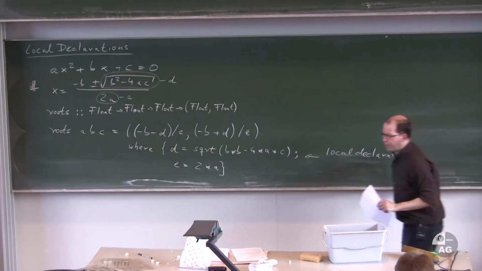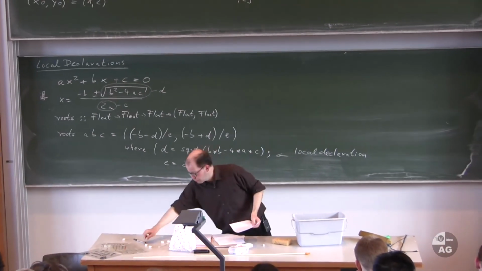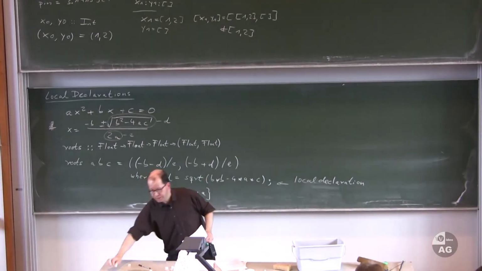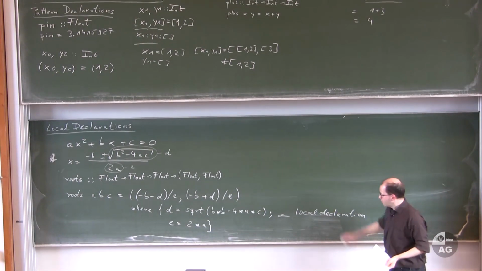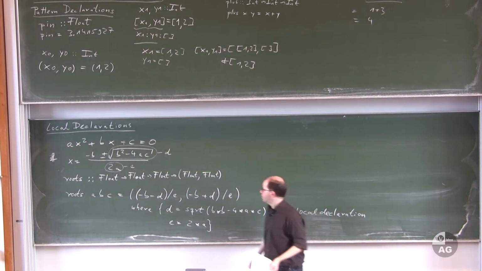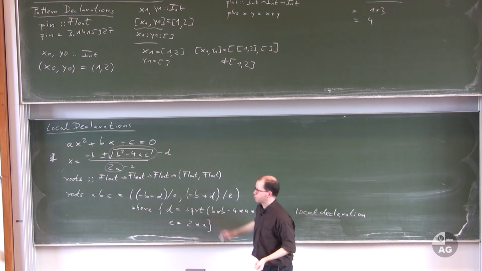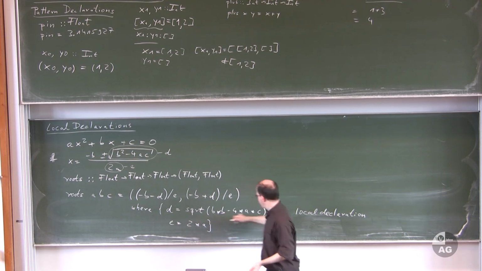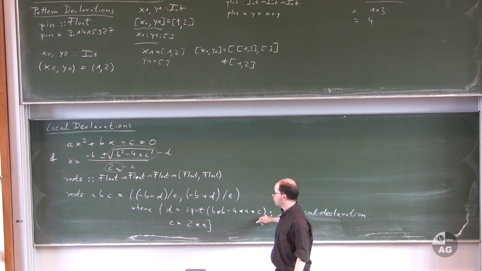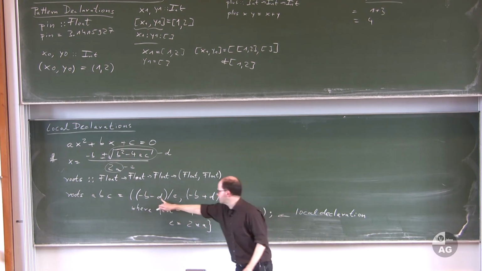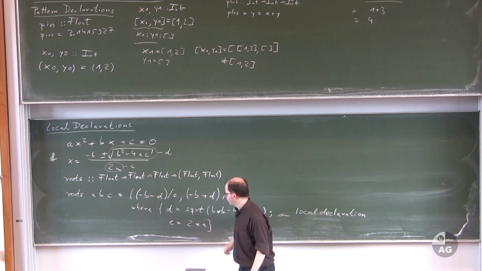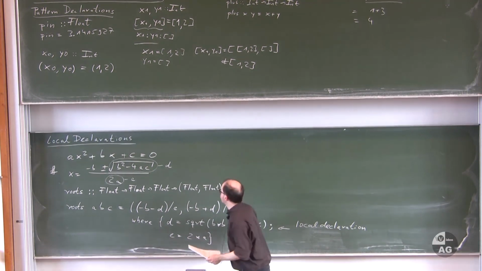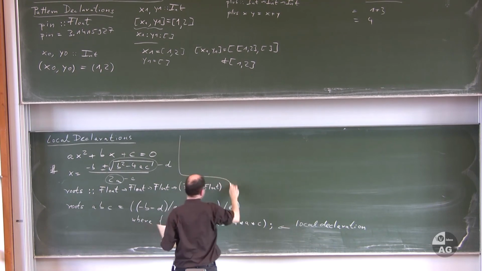And the advantage of these local declarations is, in particular, that this is more efficient than computing this expression twice. Because now this square root thing is computed once, and then it is used here and here. So we don't have to compute it twice, but only once. And similarly for this 2 times a thing.